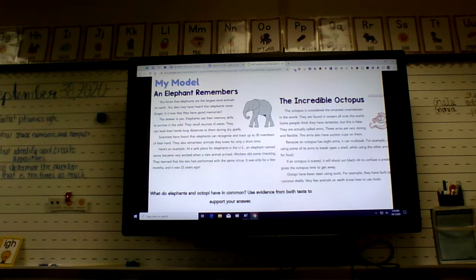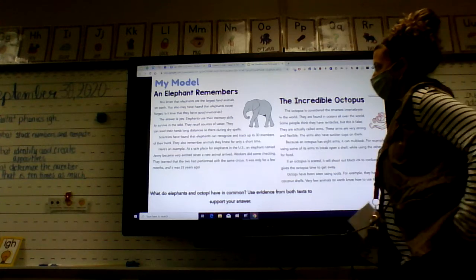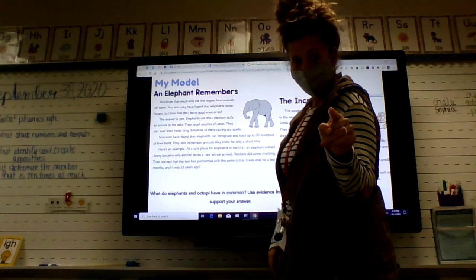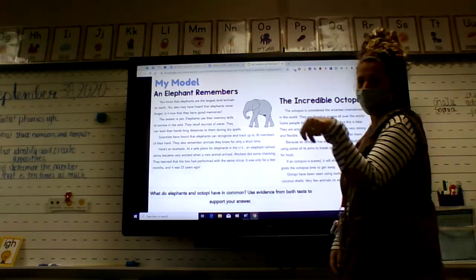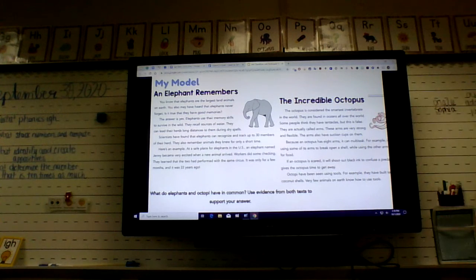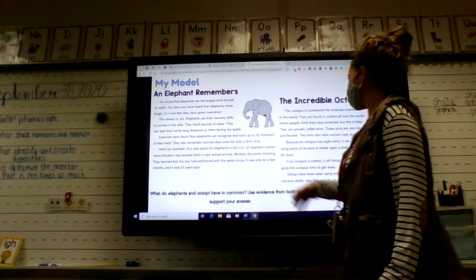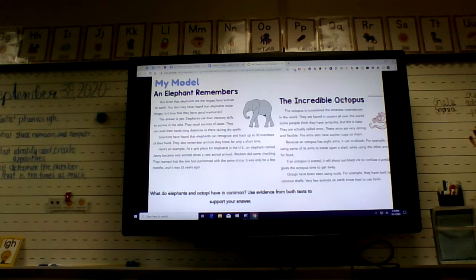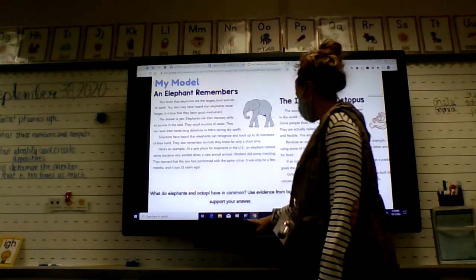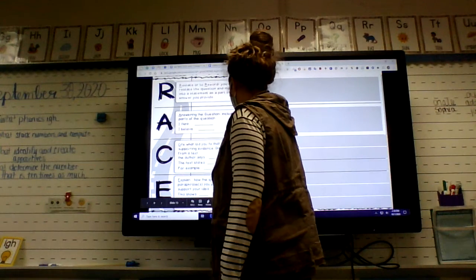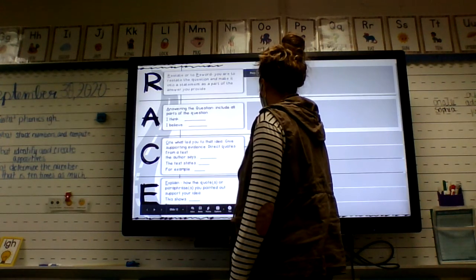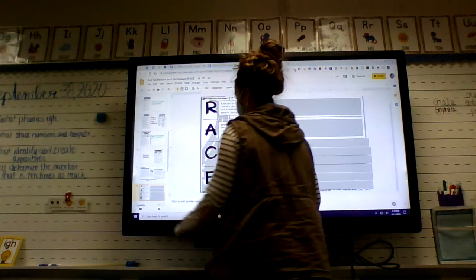Oh, look at this elephant. So, I'm going to read to you. You guys online can pause and read it yourself or fast forward through this part, but I'm going to read it. And it's my model. An elephant remembers. Do I just read about the elephant and leave the octopus all to itself? No, got to read both of them. Okay. So, wait a second. I did this all silly willy.